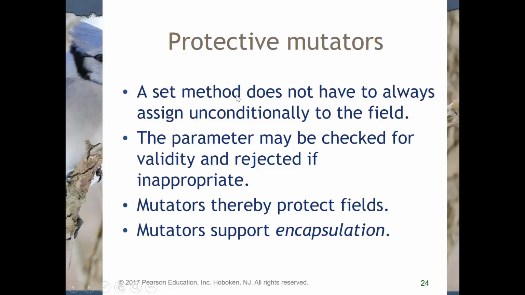Protective mutators. A set method does not have to always assign unconditionally to the field. Interesting point. Let's keep going. The parameter may be checked for validity. In other words, you should always check to make sure that the data that you're sticking into a variable is correct. So in this case, if it has to be greater than 0, you might check to see that it's greater than or equal to 0, greater than 0, less than 0, whatever. Mutators thereby protect fields, and they support the concept of encapsulation, which is a key Java concept.